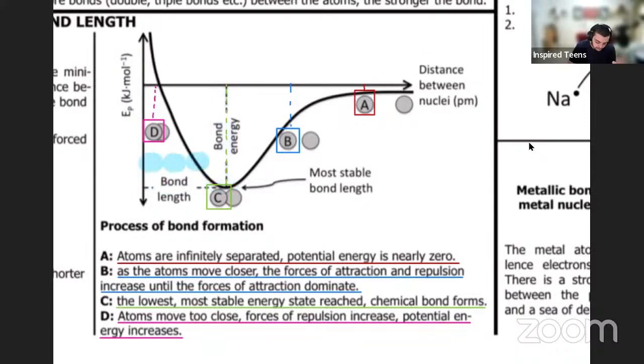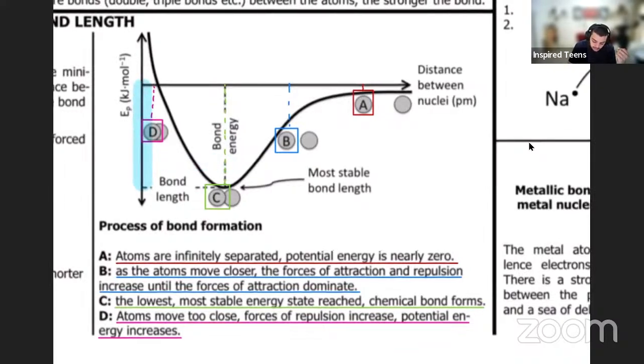The distance is from 0 to there. Then the bond length is also at C. The distance from here to here gives us the bond length, because this axis is distance between nuclei and this one is potential energy. At C, the distance between nuclei is the bond length, and the potential energy is the bond energy. So at C is where the bonds are formed.